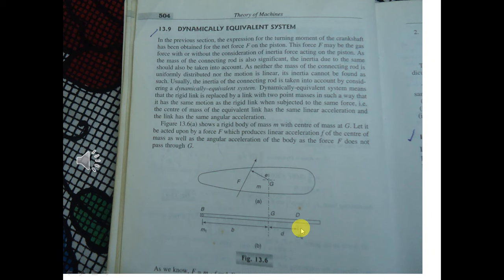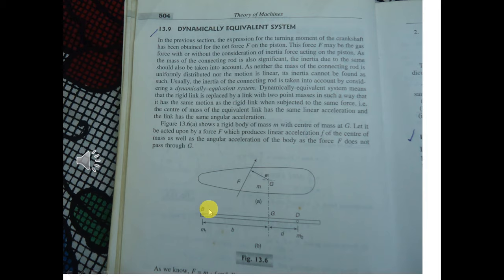So now, to have the dynamically equivalent system, let the replaced massless link, which I told you, this link is assumed to be a massless link, which represents this connecting rod, and it has 2 point masses. For a dynamically equivalent system you have 3 conditions, which we will be seeing now. Let the replaced massless link have 2 point masses, m1 at B and m2 at D, at distances b and d respectively from the center of mass G.